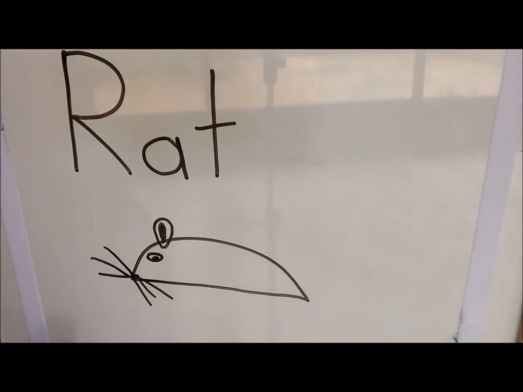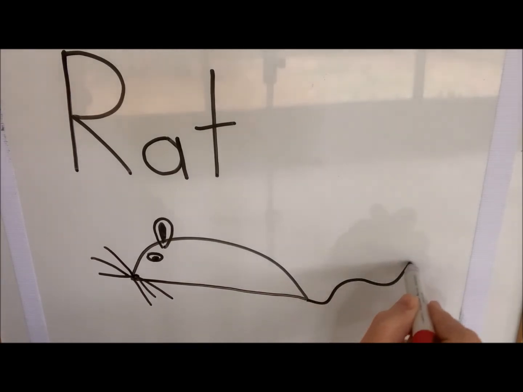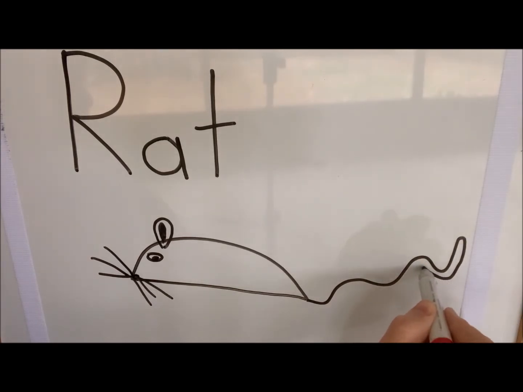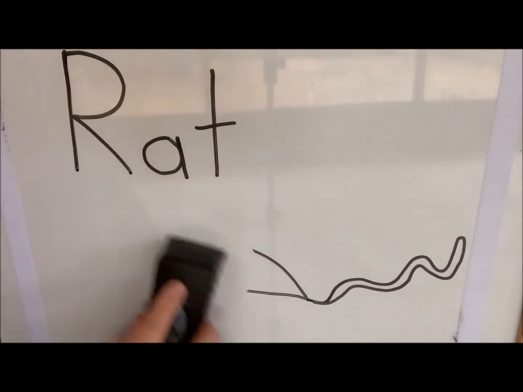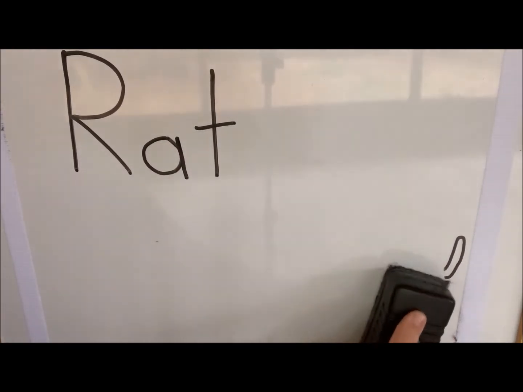And then rats have long tails. So back here, I'm going to draw a long squiggly tail. That's my rat. All right, I want to do one more animal. So we're going to erase the rat. You can erase your whiteboard or get a new piece of paper. Turn your paper over. For our last animal, I want to draw a cow.